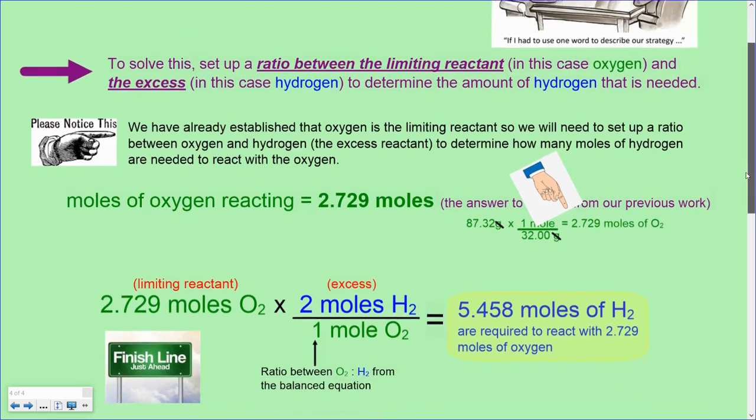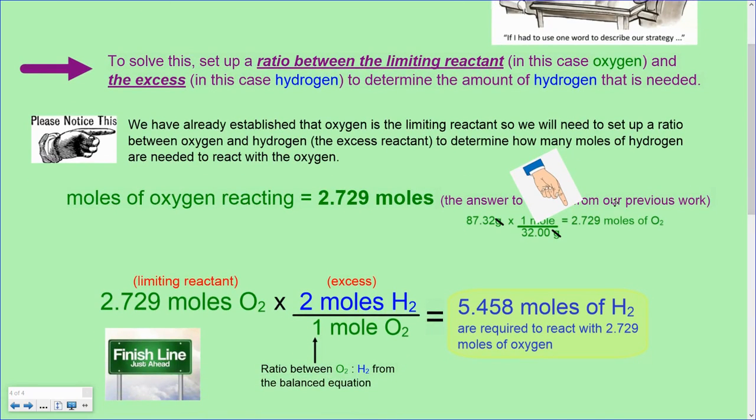The question is, how much hydrogen is needed to react with that amount of oxygen? So as we talked about earlier, we're going to set up a ratio starting from our limiting reactant, which is oxygen. So we have 2.729 moles of oxygen. I want oxygen to cancel. The ratio of oxygen to hydrogen from the equation is 1 to 2. So for every 1 mole of oxygen, we're going to need 2 moles of hydrogen. So completing the math, we see that we need 5.458 moles of hydrogen to react with the 2.729 moles of oxygen.